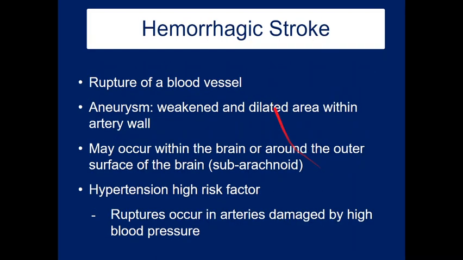but that's not 100% true. All right, now that was ischemic strokes, the thrombotic and embolic. Now we're going to talk about hemorrhagic strokes. So these are ruptures of blood vessels. Frequently, they're from aneurysms, which are weakened, dilated areas in the arterial wall, most commonly from hypertension. Hypertension means high blood pressure.